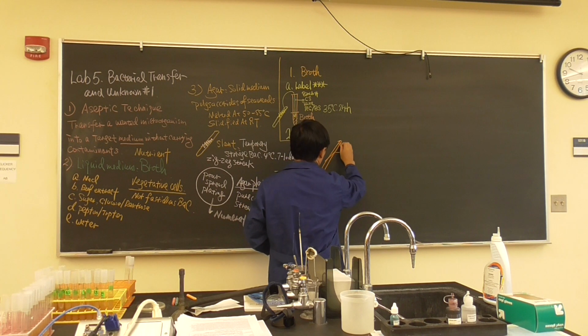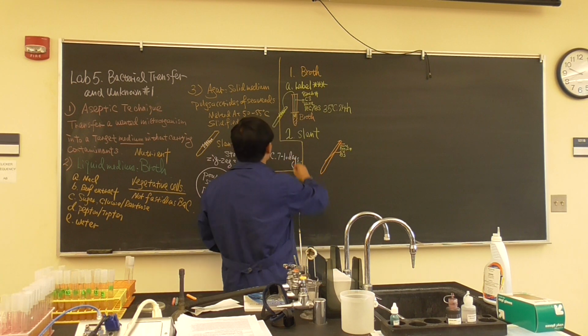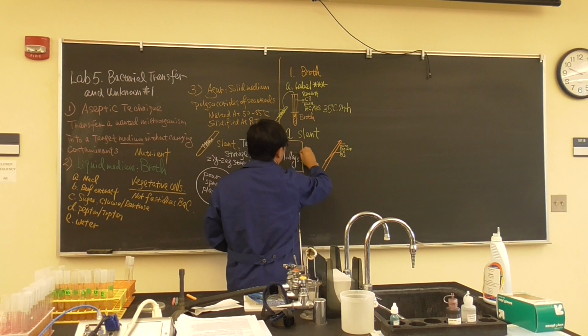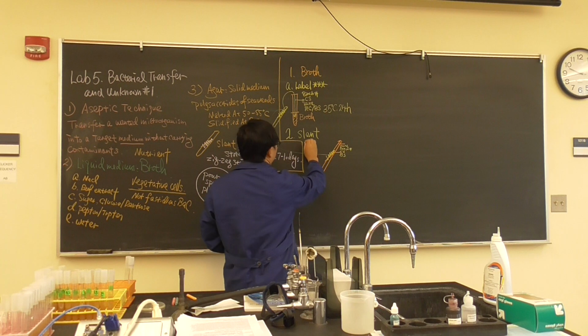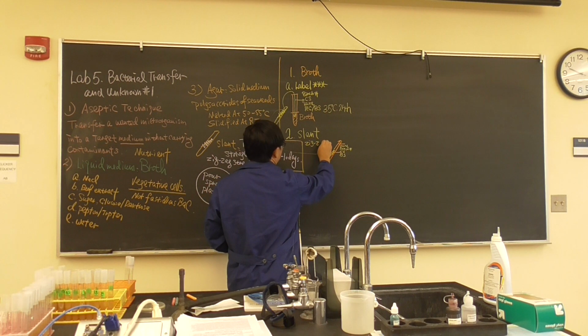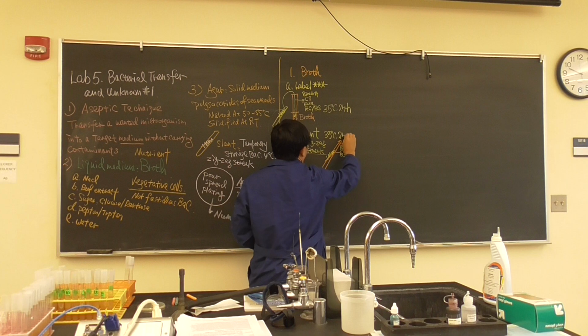So what are you going to label? Date, bench number, your initial, and the bacteria's name on this corner. And we're also going to pick from here. We'll do a zigzag streak. So that's called a zigzag streak. This is also, we're going to put 35 degrees Celsius, 24 hours.